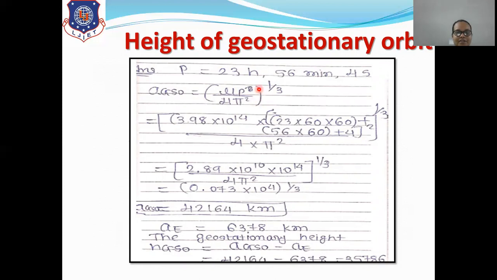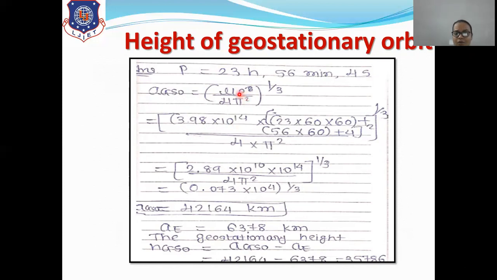As we have discussed in the first slide, the rotational speed of Earth is the same as the rotational speed of the geostationary satellite. So Earth will complete its rotation in 23 hours 56 minutes and 4 seconds. The same time will be taken for our geostationary orbit, that is the orbital period p. Now we will convert this orbital period p into seconds and substitute it here. So μ will have the value 3.98 into 10 raised to 14.